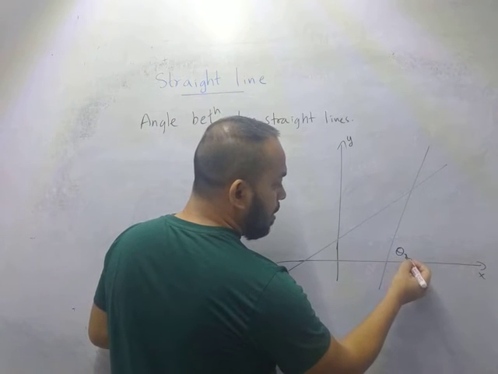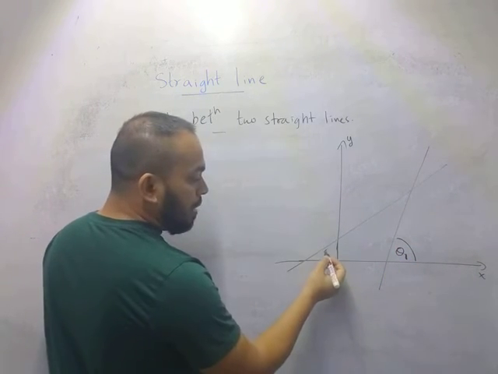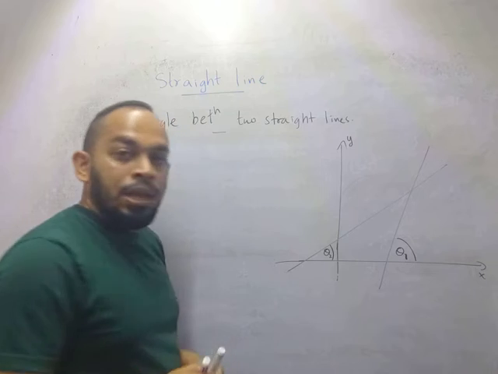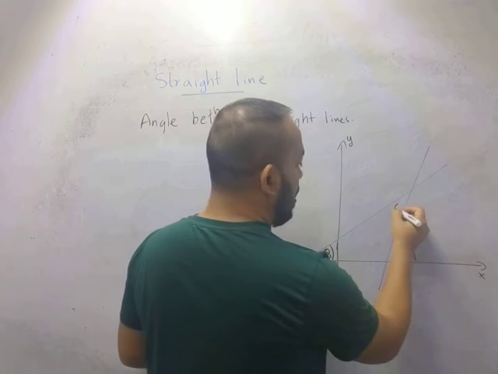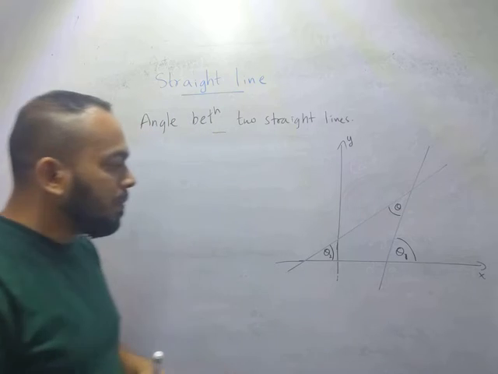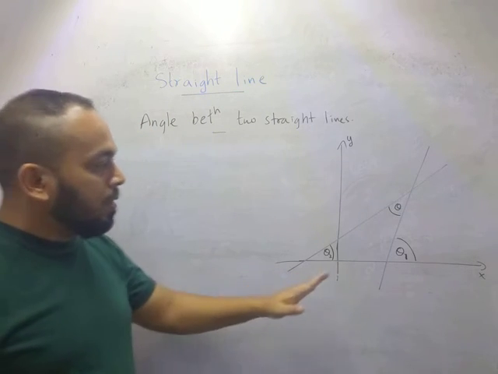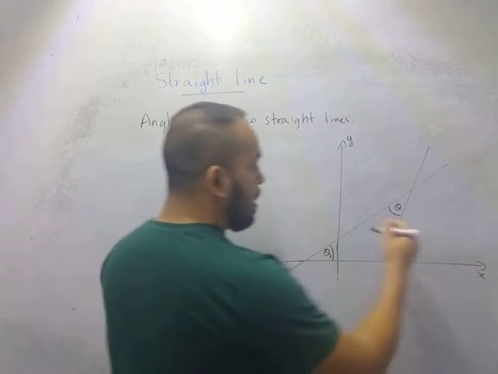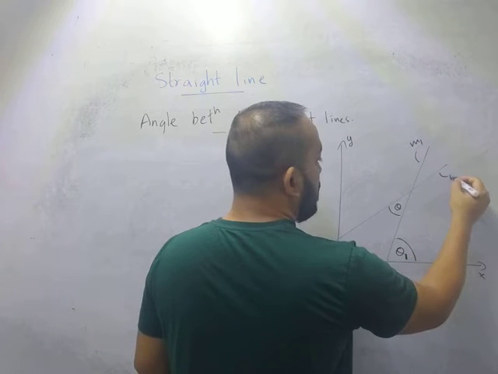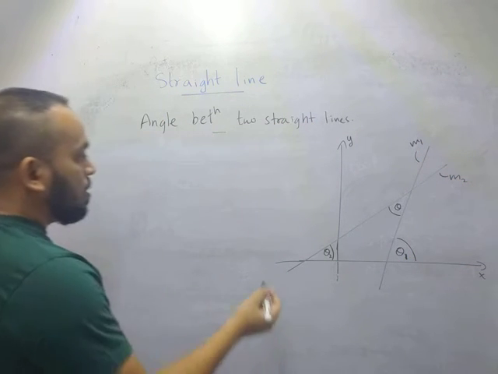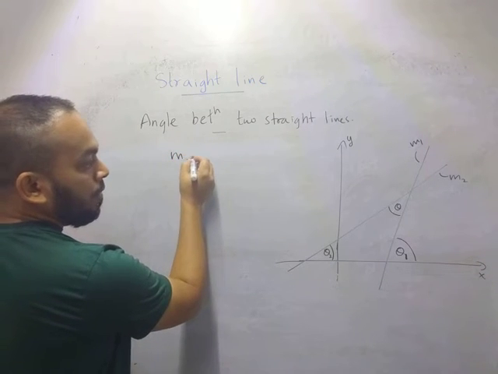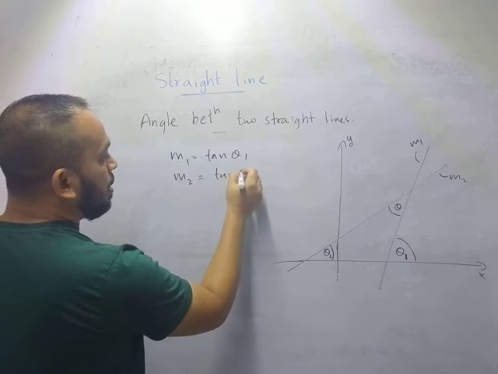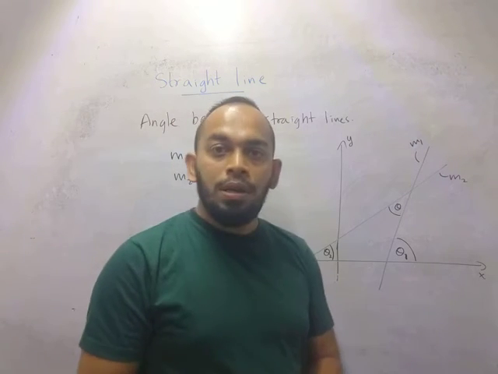Let's call this theta 1, then this would be theta 2, and this would be the angle between the two straight lines. Could be acute or obtuse, we don't care. I don't know which line has theta 1 or which line has theta 2, doesn't matter. Suppose the gradient of this line is m1, gradient of this line is m2. So m1 would be tan theta 1, m2 would be tan theta 2. This we know.